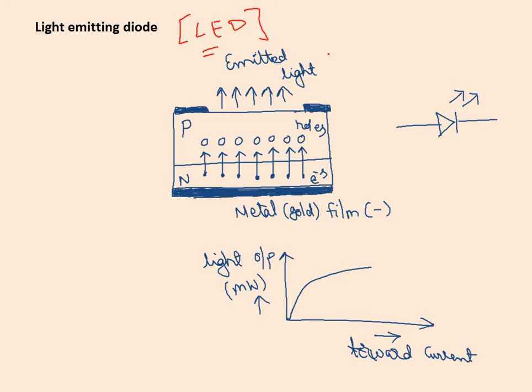Now we have different colors of LEDs also. So now we will discuss such a kind of LED in the region of visible light. When a PN junction diode is forward biased, obviously we know that the potential barrier is lowered and the majority charge carriers start crossing the junction, isn't it?